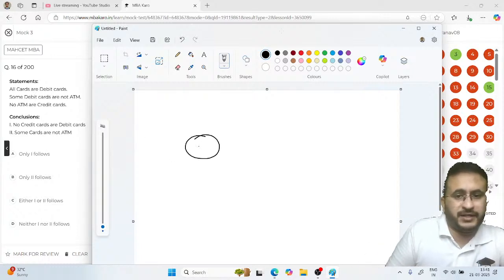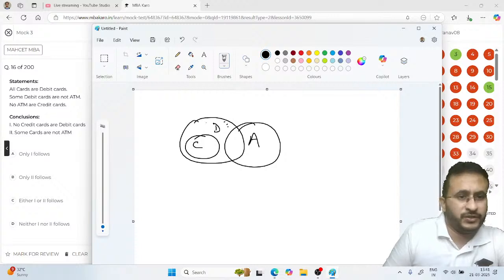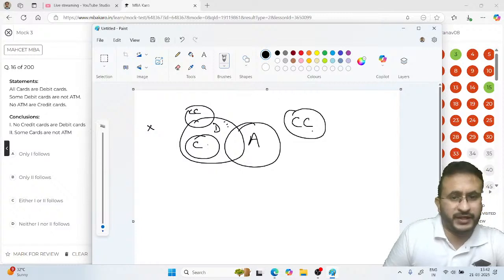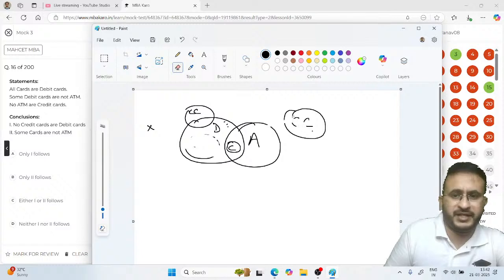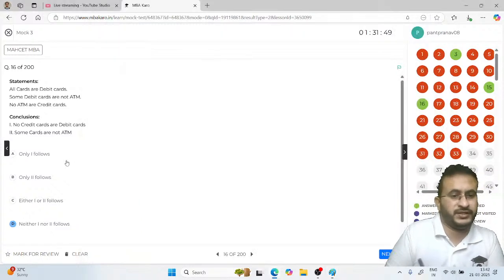All cards are debit cards, and some debit cards are not ATM. Okay, some are ATM, some are not ATM. No ATM cards are credit cards. First is no credit cards are debit cards. So credit card can come here, right? So first is wrong. Some cards are not ATM, right? So we can make it false by putting cards here. अगर हम cards को ऐसा बना देते हैं, if you make this kind of arrangement, so we can prove both as false. Okay, so neither will follow.